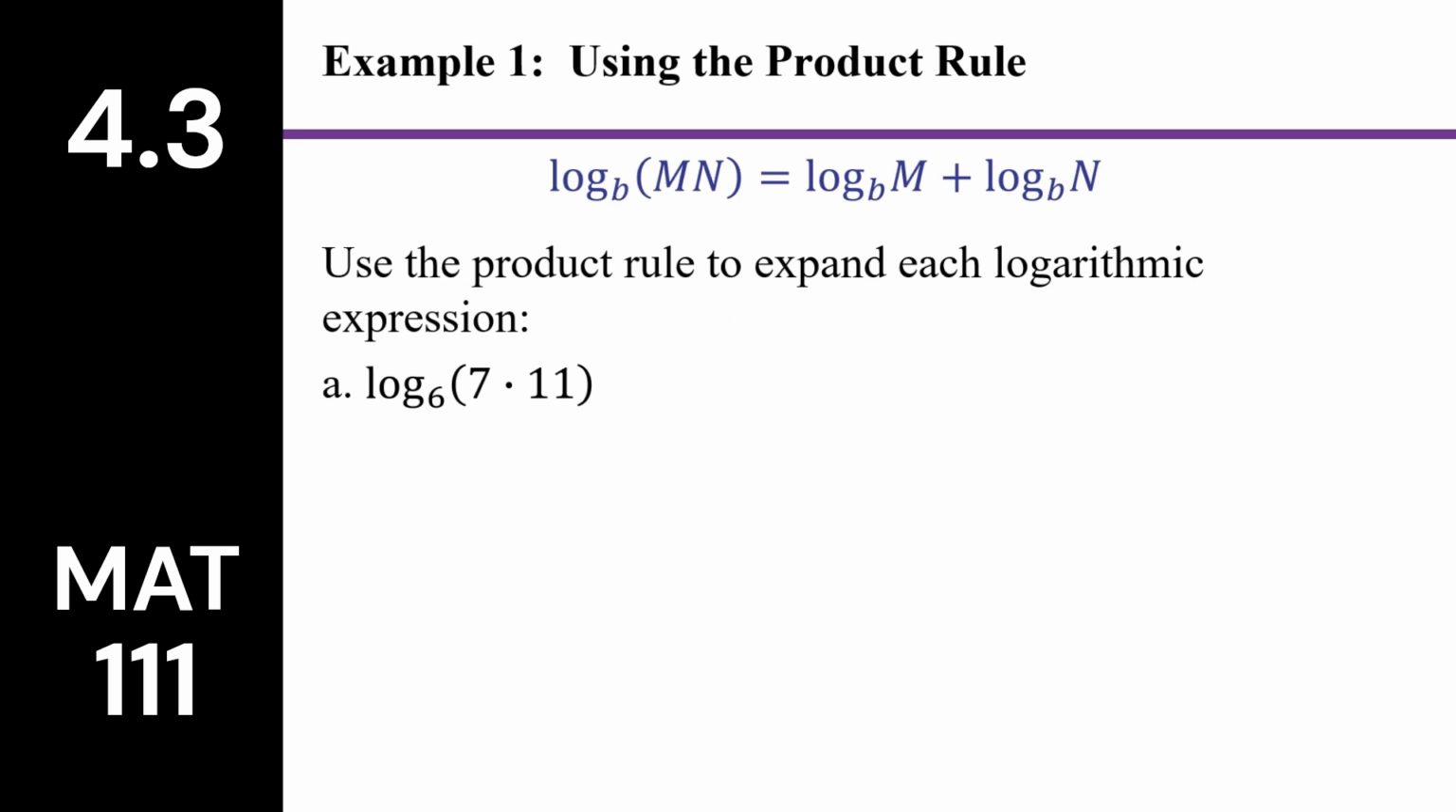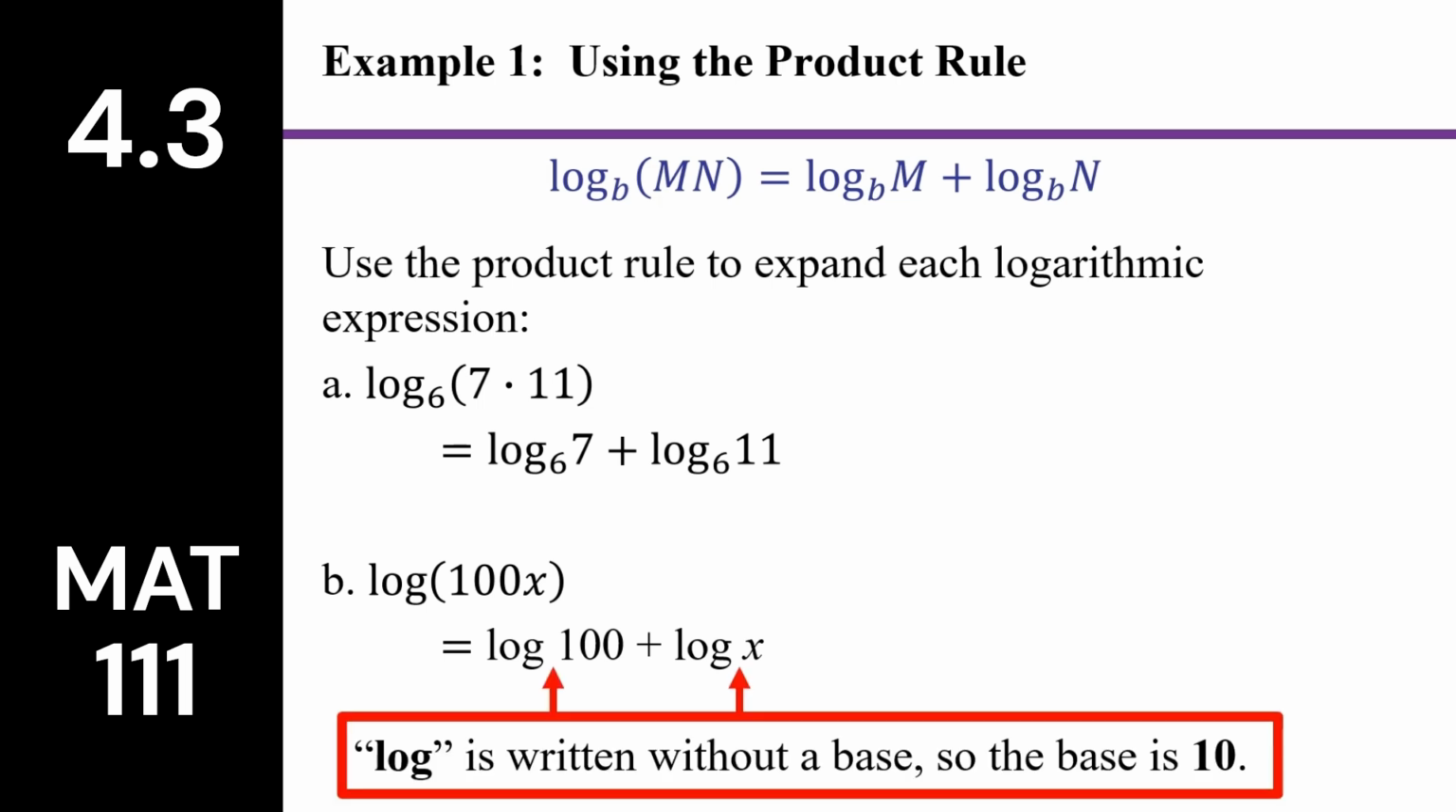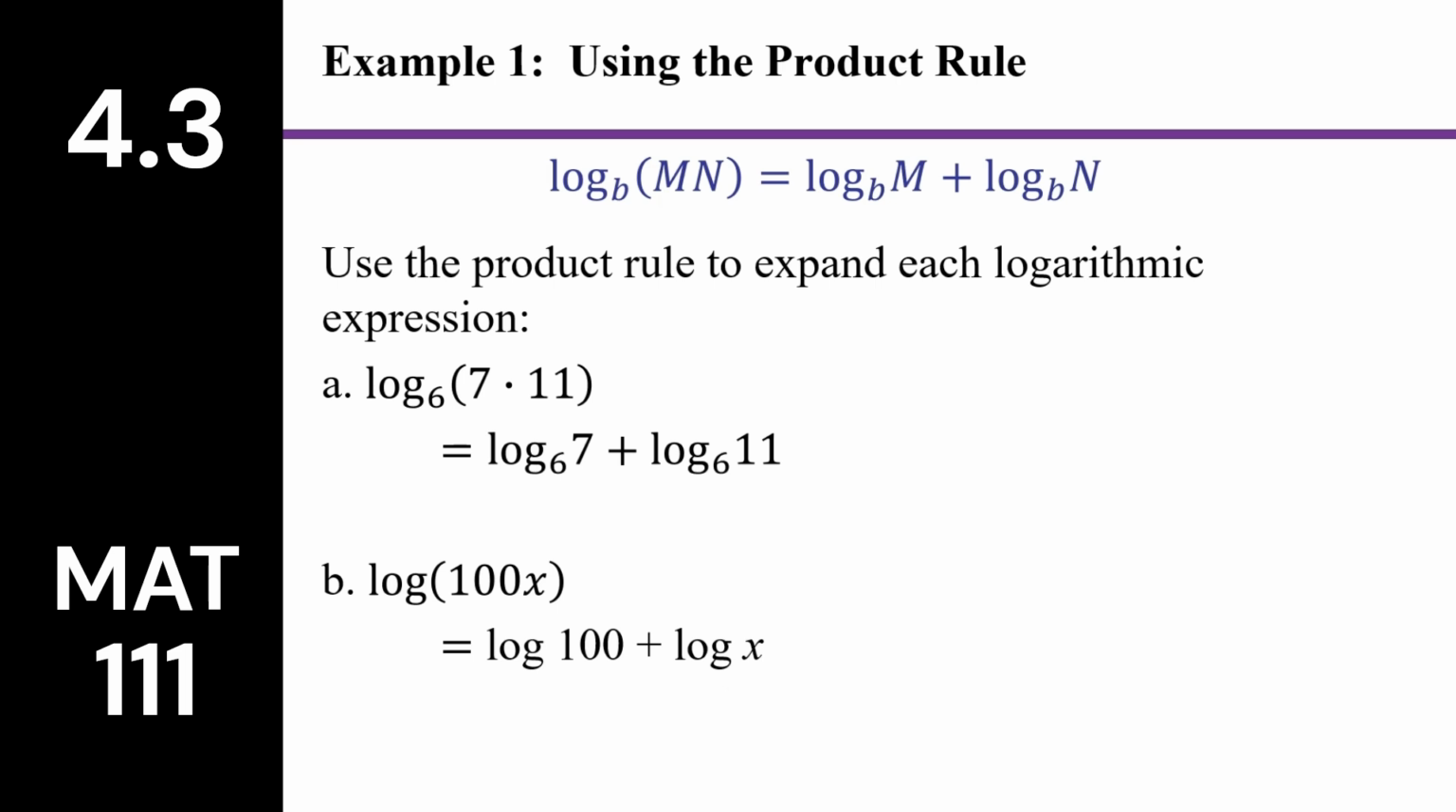In this first example, we have the log base 6 of 7 times 11. So we can use the product rule to expand that to the log base 6 of 7 plus the log base 6 of 11. In example B, we have the log of 100x, so that equals the log of 100 plus the log of x. Notice that log is written without a base, so the base is 10. That means that the log of 100 can be simplified because it's the exponent we have to give 10 to get 100. Since that's 2, we end up with 2 plus the log of x.